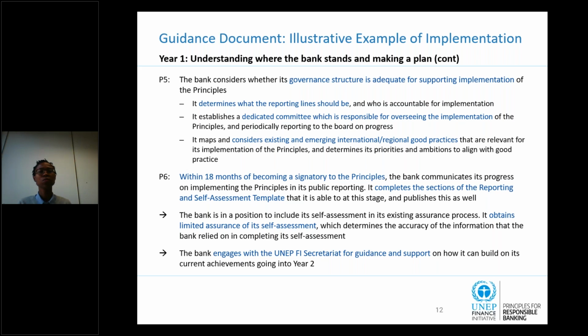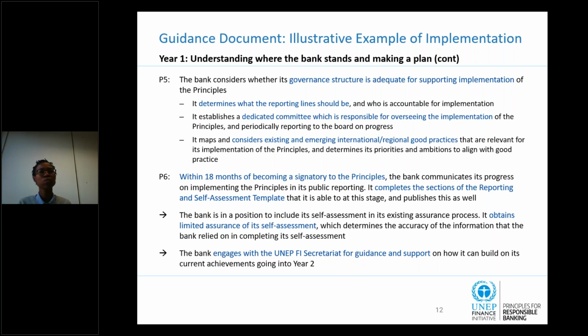And then it maps and it considers the existing international and regional good practices. What does good practice look like in these two areas, and how are they relevant to how this bank might implement the principles, and therefore what are its priorities around how it's going to align with what that good practice looks like. So really just stepping through what does good practice look like within that particular region. It might also be looking to peers as well to determine what that might look like.